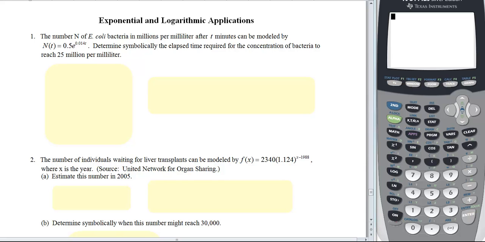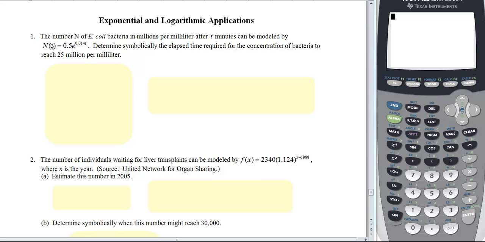Now we're going to look at exponential and logarithmic applications. The first problem we're going to look at is about bacteria, and I think bacteria is cool. But anyway, well, I know E. coli is not cool, but just bacteria in itself is cool. Alright, the number N of E. coli bacteria in millions per milliliter after t minutes can be modeled by this function.